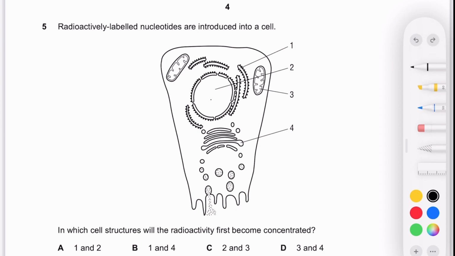So I would say that the answer here is 2. In order for the structure to become first concentrated, it will be 2, and 3 also because there's transcription and translation happening in the mitochondria, considering it has, if you remember, circular DNA. So I would say 2 and 3, which is C.